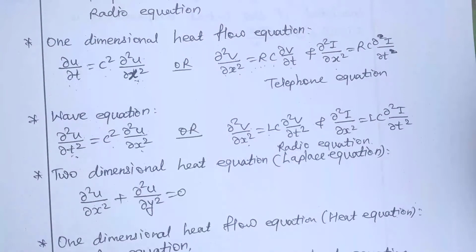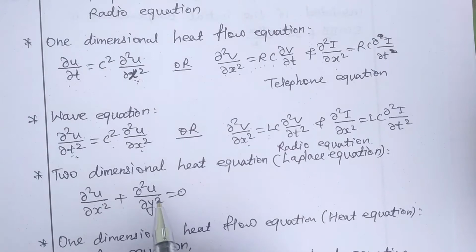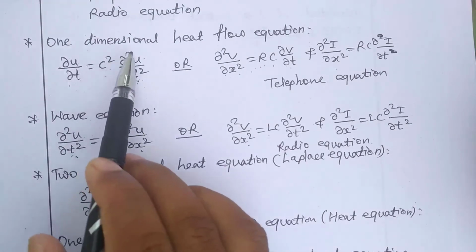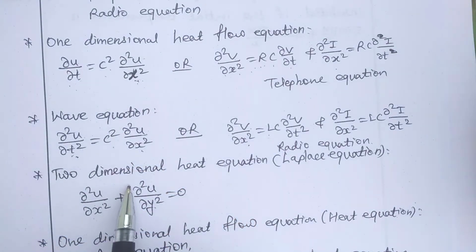And the third main topic is the two-dimensional heat equation, which is also called the Laplace equation. It is given by ∂²u/∂x² + ∂²u/∂y² = 0. So in this unit we are going to focus on these three topics: the one-dimensional heat flow equation, the wave equation and the two-dimensional heat flow equation.